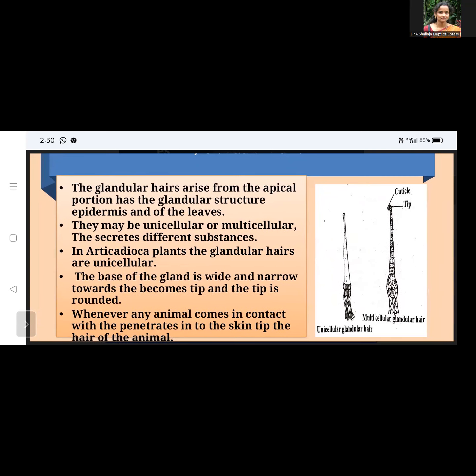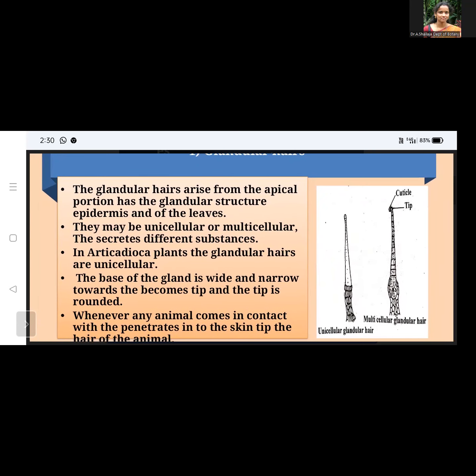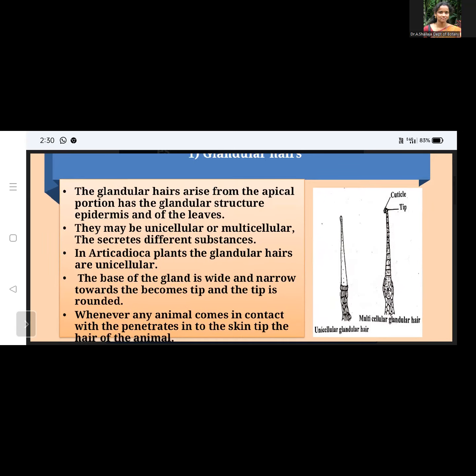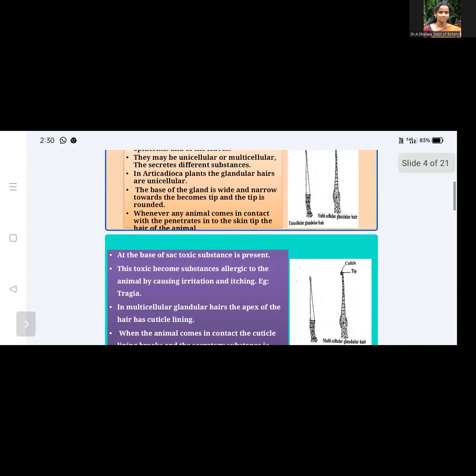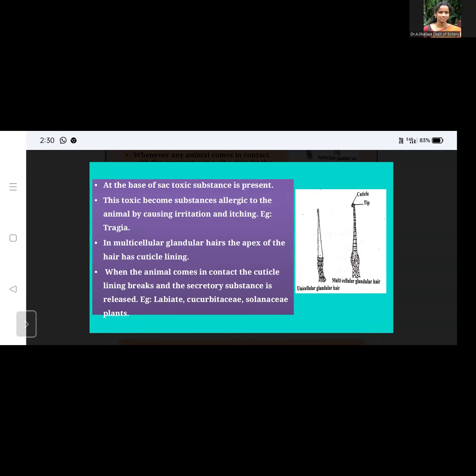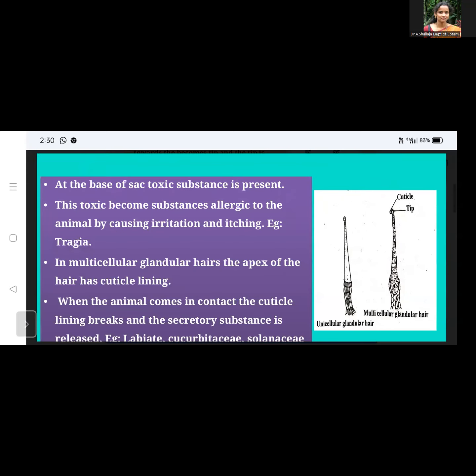Whenever any animal comes in contact, the tip of the hair penetrates into the skin of the animal. So these glandular hairs mainly help in protection. At the base of the sac, a toxic substance is present. These toxic substances are allergic to the animal, causing irritation and itching. Example, Urtica. This is for the protection purpose.